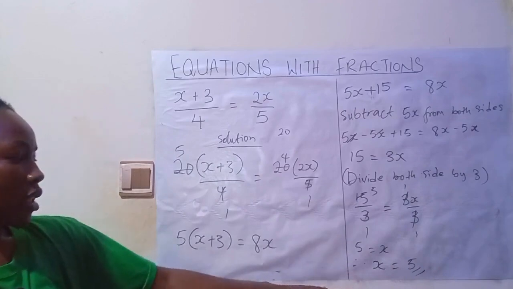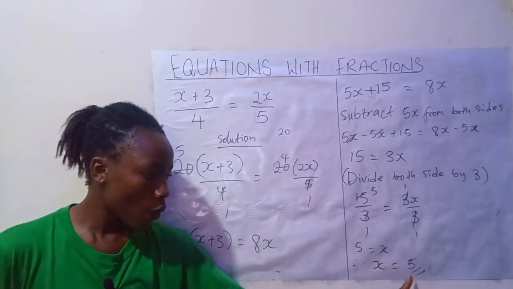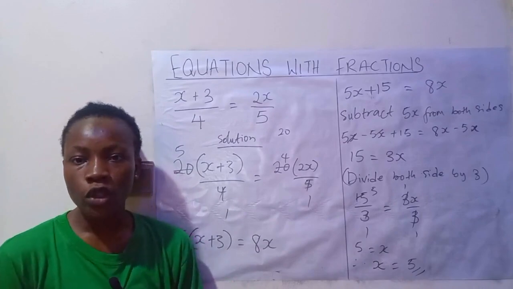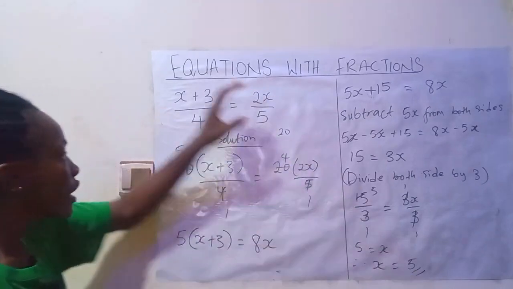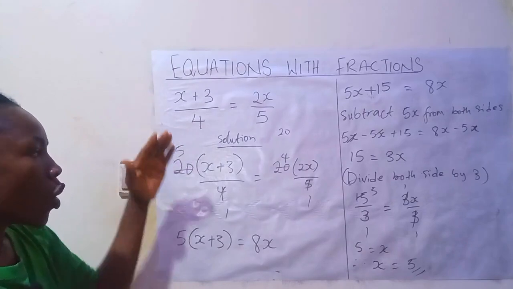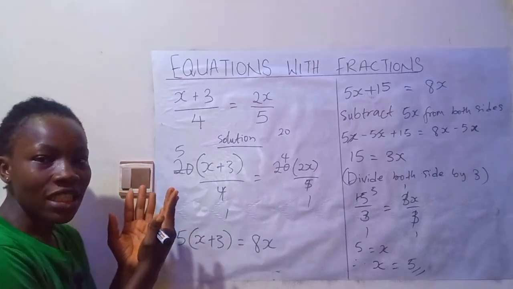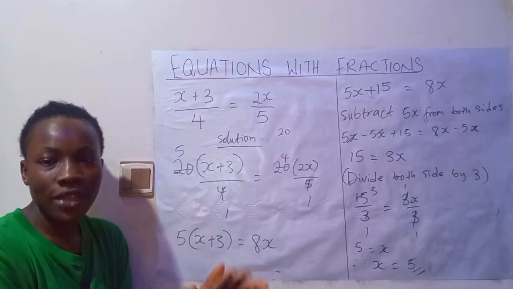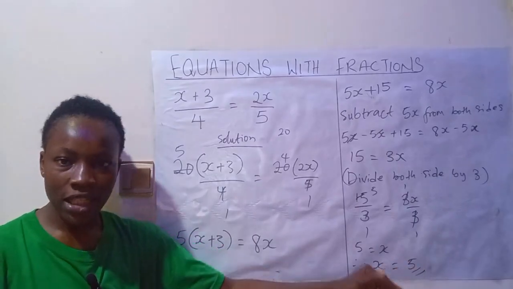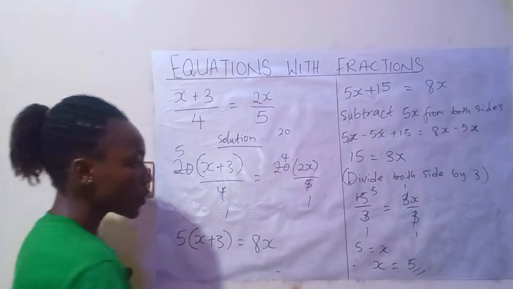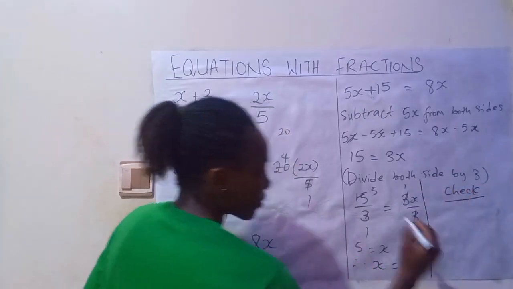Now, let's check for our answer, to know if actually the value of our x is 5. And how do we know that? By substituting for x as 5 in these two equations. After substituting them, if we find out that what we have at our right hand side is equal to what we have at our left hand side, that means the value of our x is right, that's 5. So let's check to know if we are actually right.